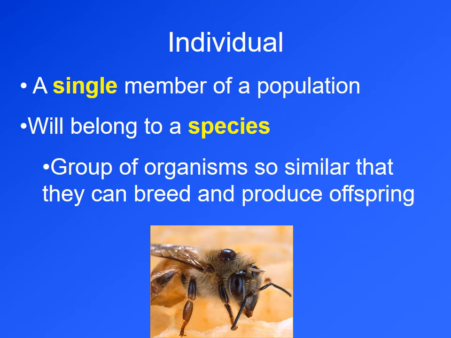An individual is a single member of a population. So in other words, if you were in a room all by yourself, you would be an individual representing the human species, representing the humankind. So an individual is one. Maybe if you're in a forest and you only see one squirrel in the forest, that squirrel will be an individual, a single member.